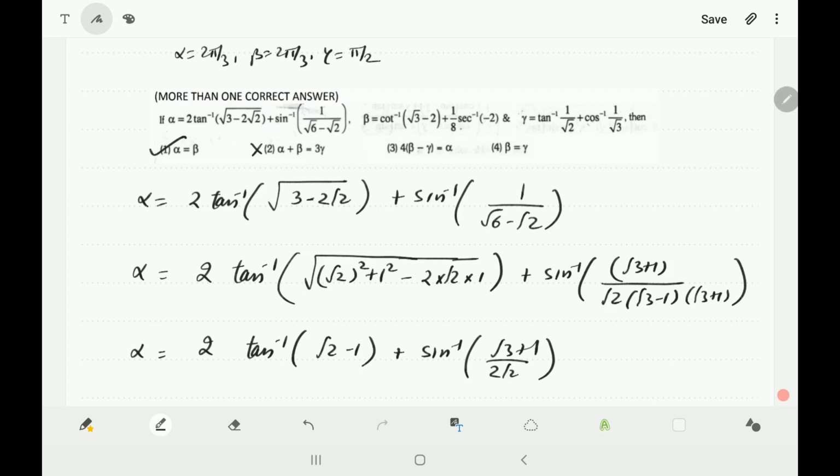Now 4 into beta minus gamma. So 4 times of beta, which is 2 pi by 3 minus pi by 2. This will give us 4 times of 4 pi minus 3 pi by 6, and this value is 2 pi by 3, which is same as alpha, and hence option C is correct. Beta is not equal to gamma, so D is incorrect. So the answer for this problem will be A comma C. Okay, so first and third options are correct, which is option A and C. I hope it is clear.